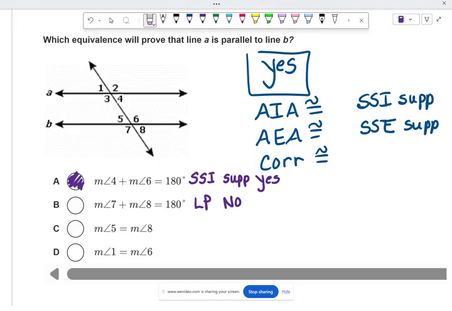C, angle 5 and angle 8 are congruent. That's true because vertical angles are always congruent, but vertical angles are not in our list to make parallel lines. So that would be a no.